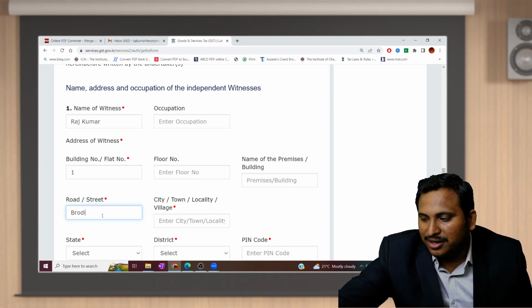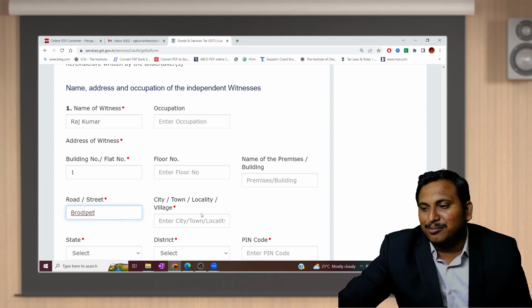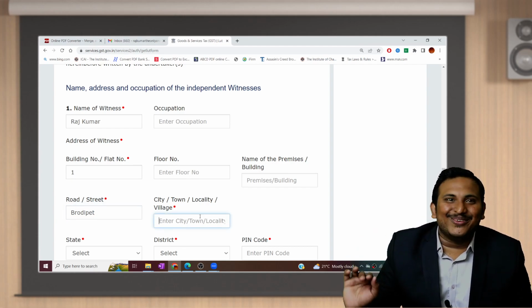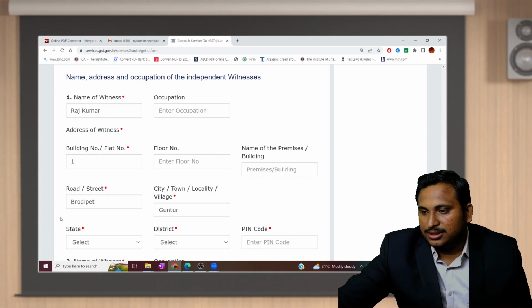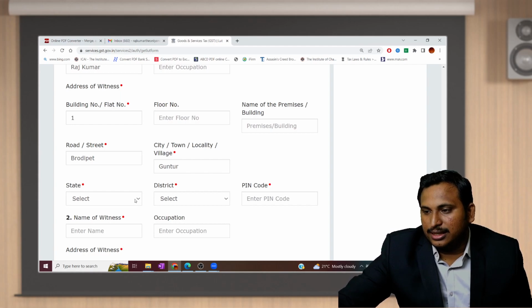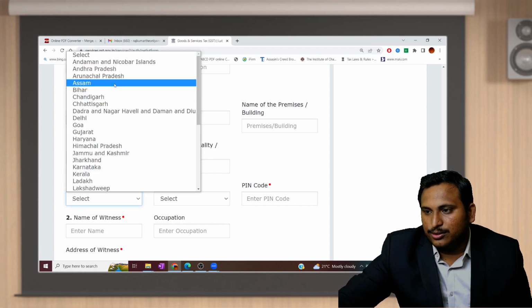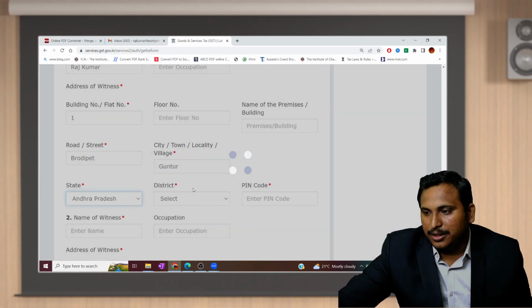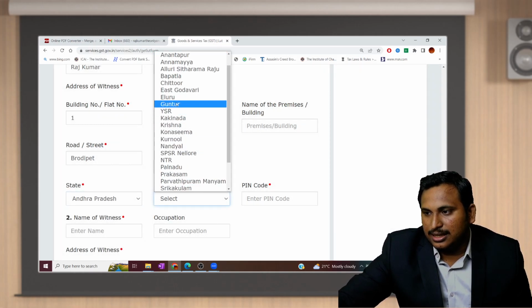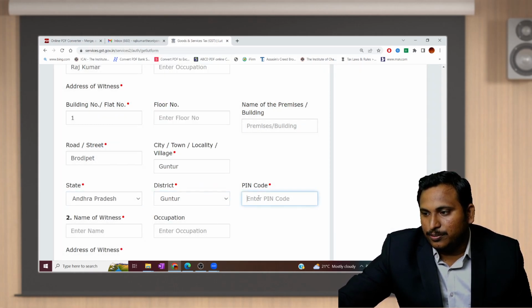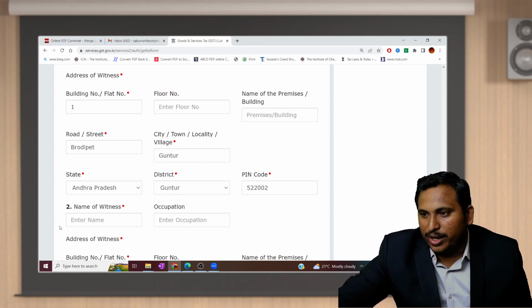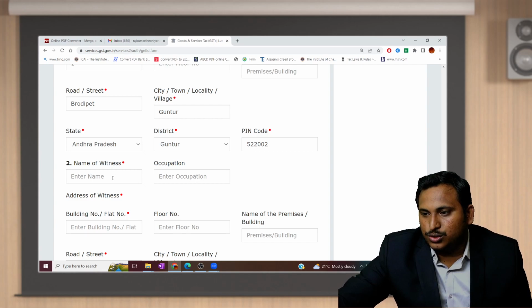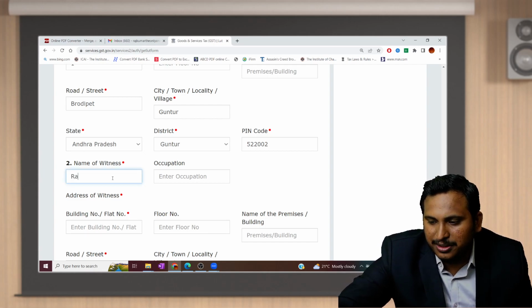I think once you have done registration, filling any personal data becomes very simple, because there you had more details. These are all very small. It's okay. So just road, then select the city, state. You please select AP, then select the district also. In the pin code please type something, 522002. Okay, this is witness 1. Now I'll move to witness 2. So I'm just typing some random name.